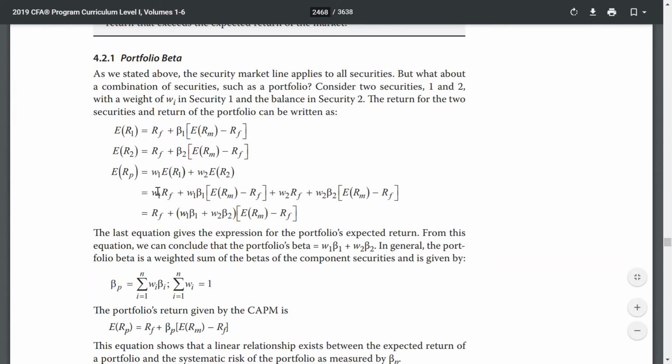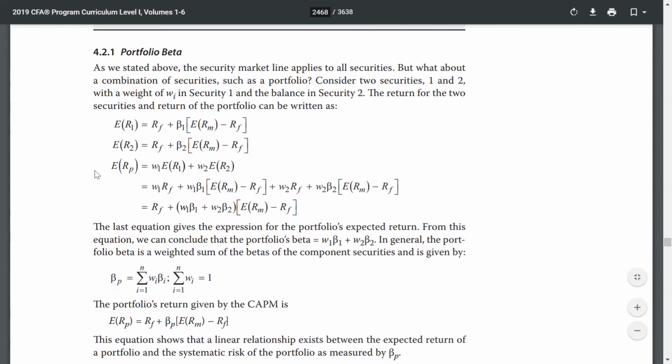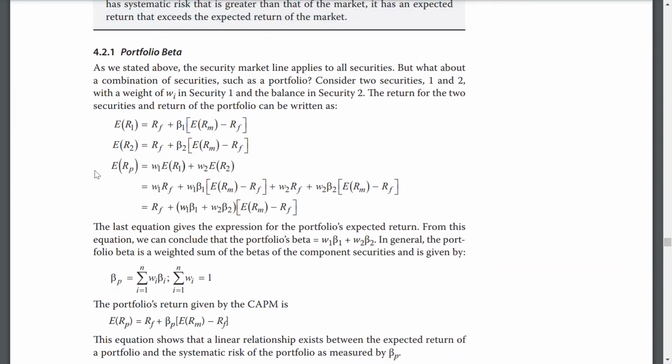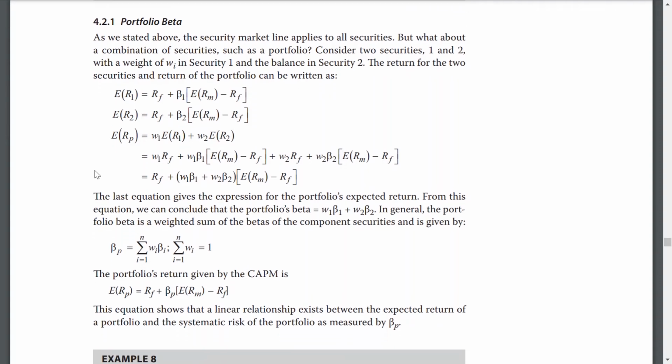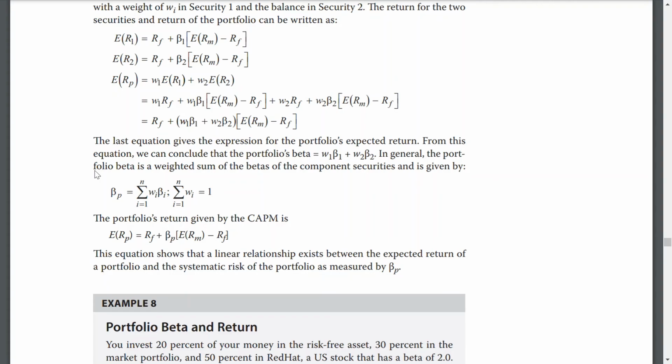Portfolio beta. As we stated above, the security market line applies to all securities, but what about a combination of securities such as a portfolio? Consider two securities, 1 and 2, with a weight of w1 in security 1 and a weight of w2 in security 2. The returns of the two securities are written as such. The last equation gives us the expression of the portfolio's expected return.